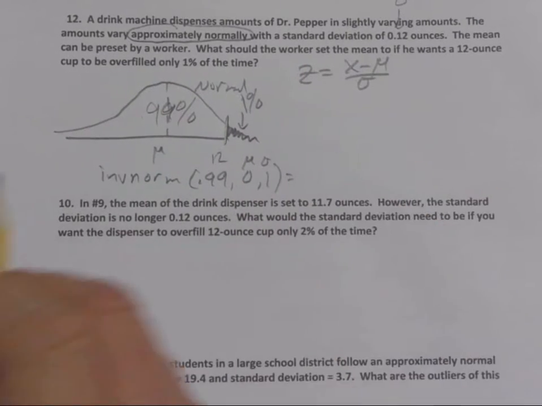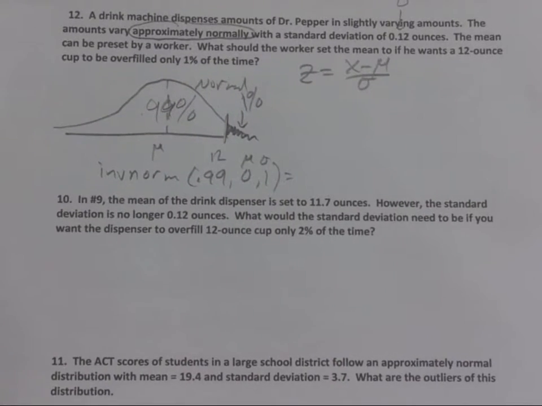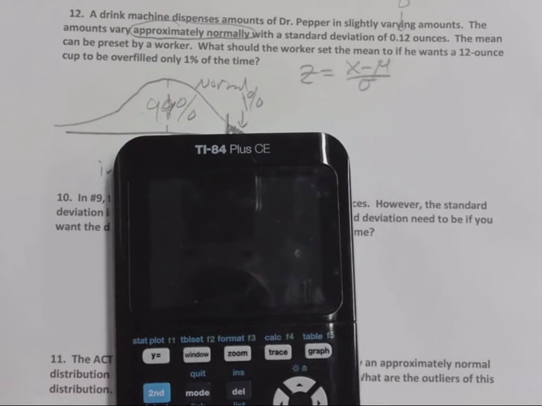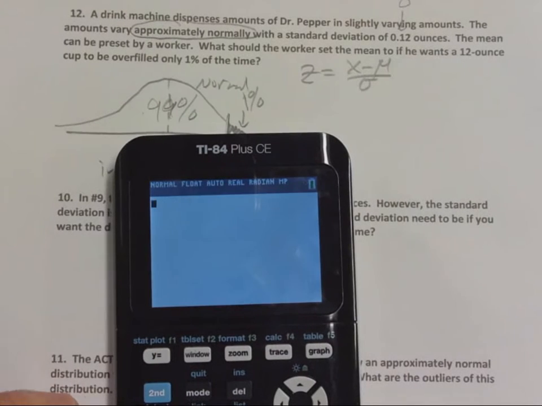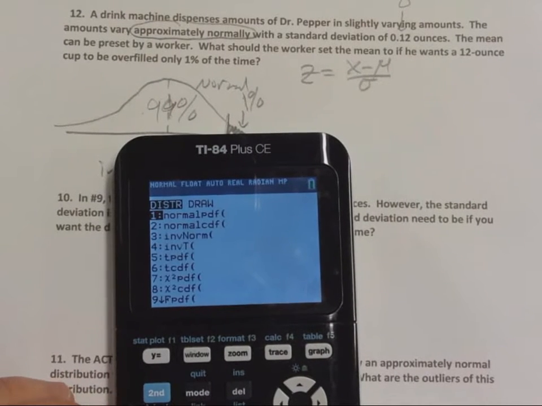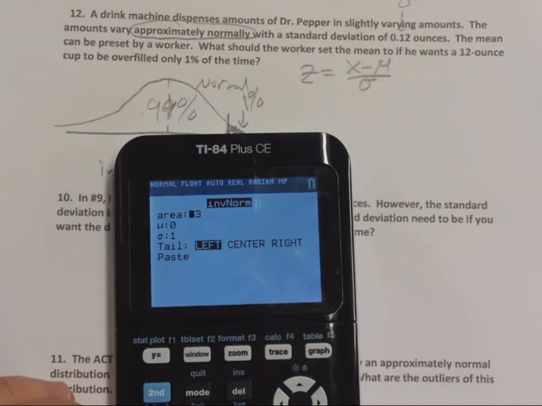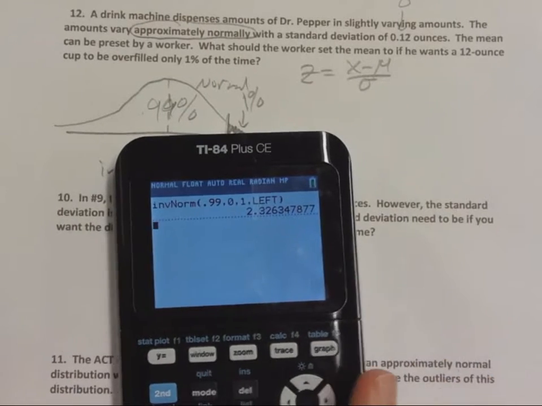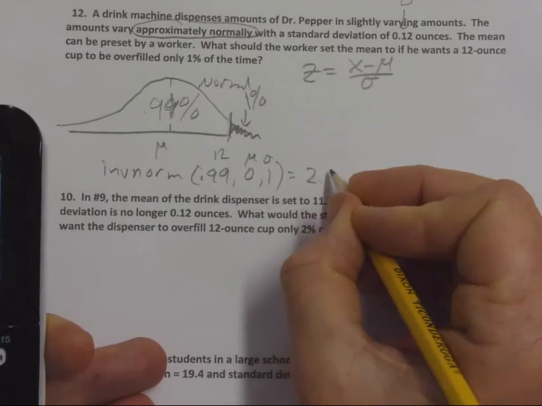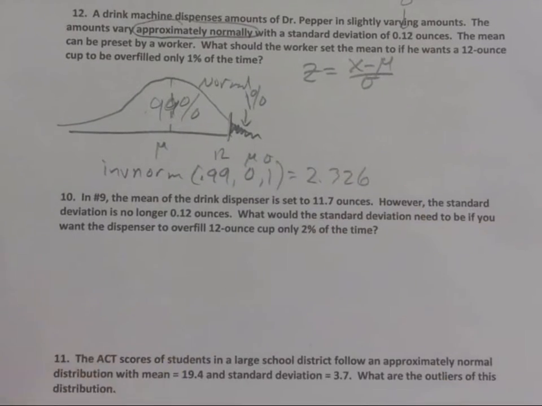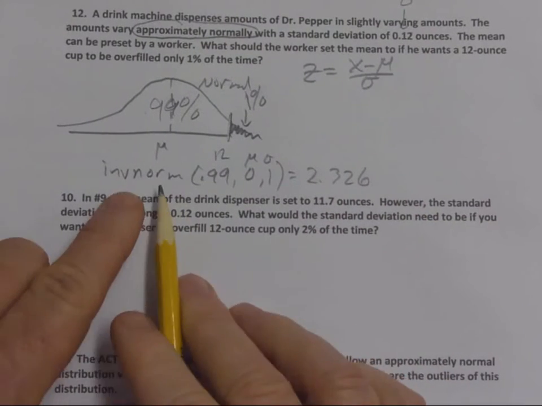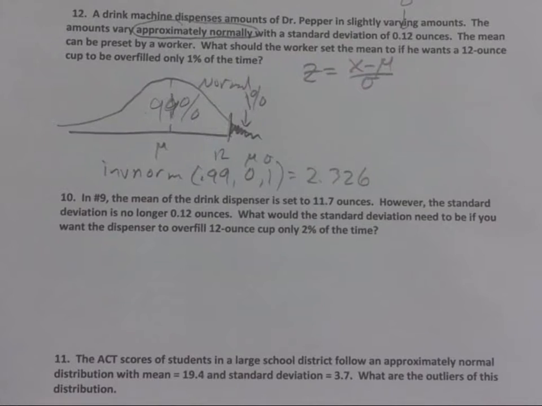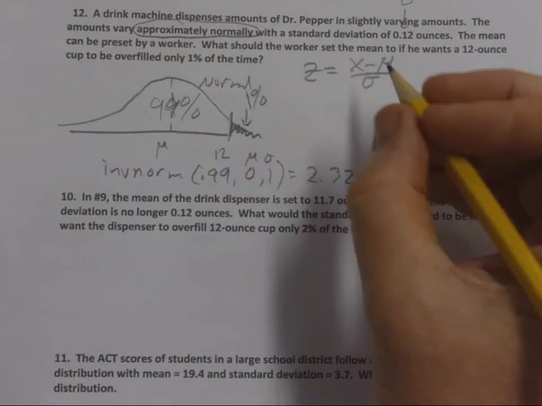Okay, and when we do that, let's see what we get. So we go second distribution, which is second vars, and then inverse norm of 0.99, mean of 0, standard deviation of 1. And so there it is, 2.326. So that is 2.326. And whenever you use the standard normal curve and inverse norm, it is telling you a z-score. It is a curve of z-scores.